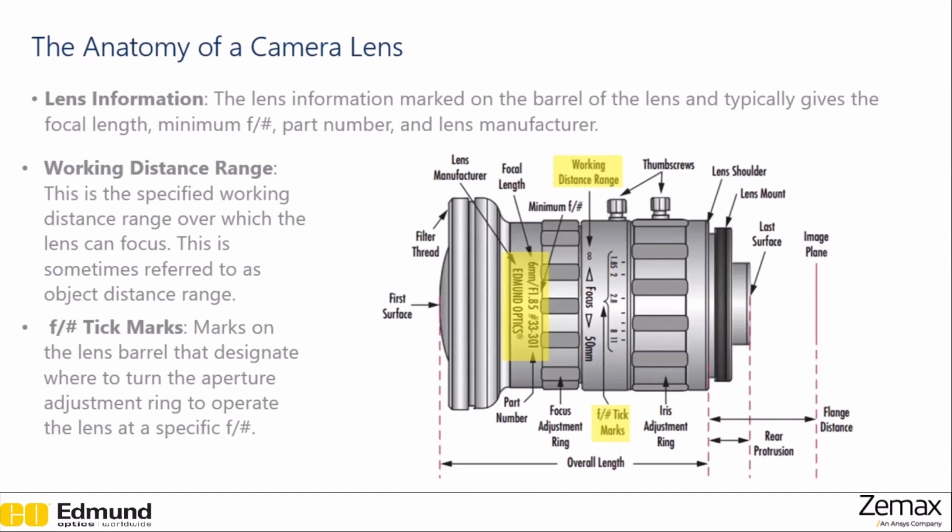The F number tick marks on the lens barrel designate where to turn the aperture adjustment ring to obtain a particular F number. So by adjusting your iris adjustment ring to the appropriate tick mark, you can choose which F number you want to image with.